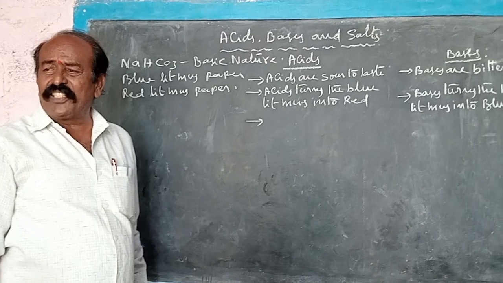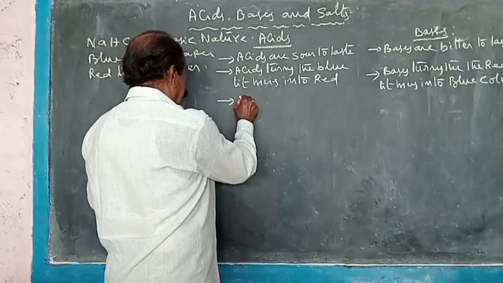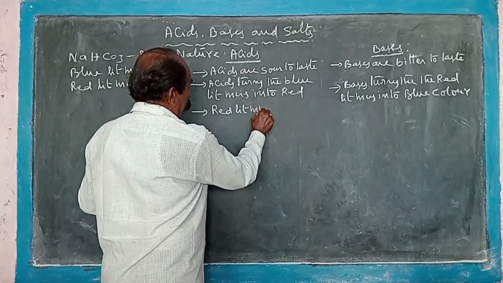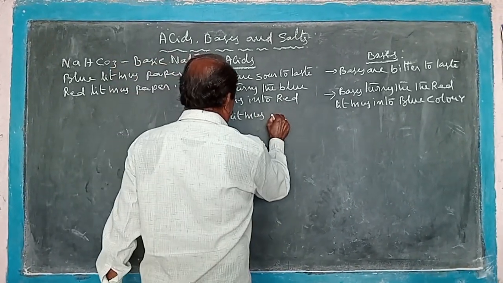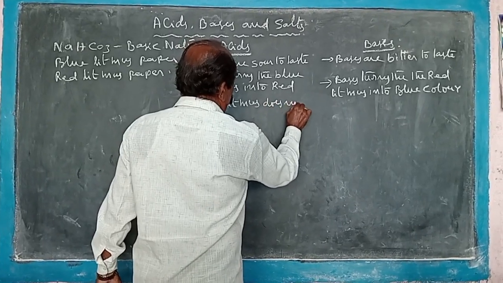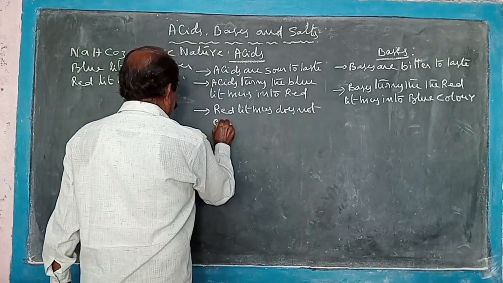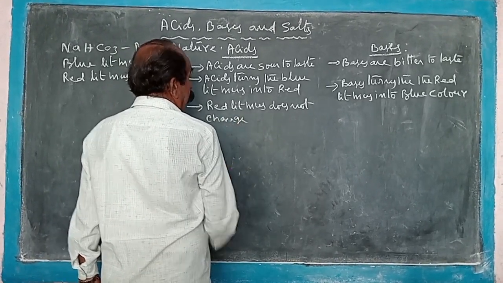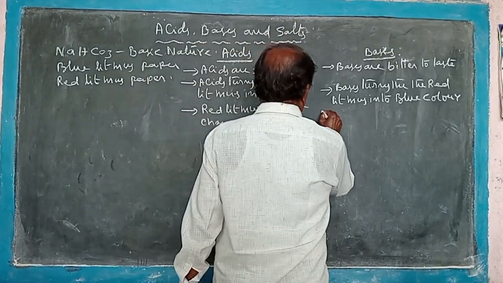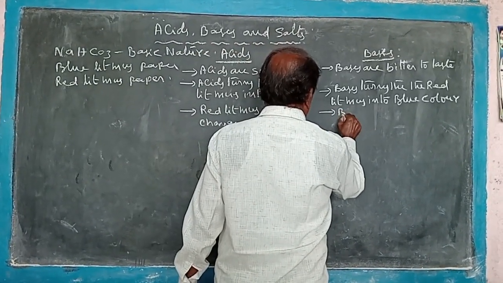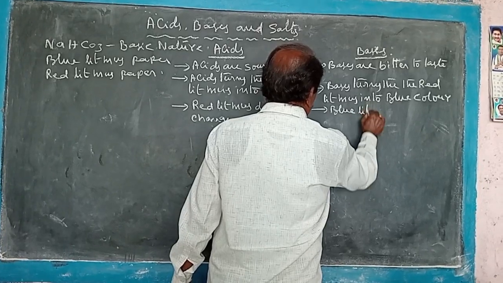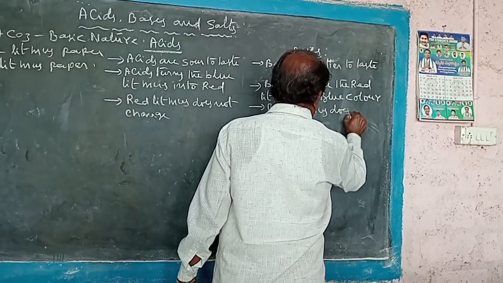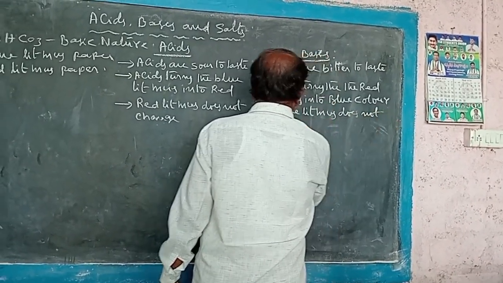Red litmus does not change the acid's color. Red litmus does not change. In the base, blue litmus does not change. Blue litmus does not change.